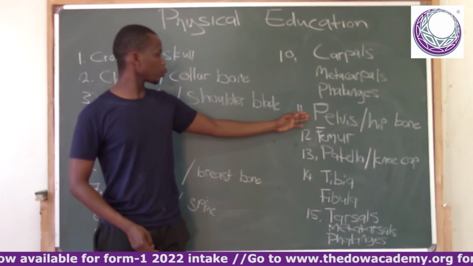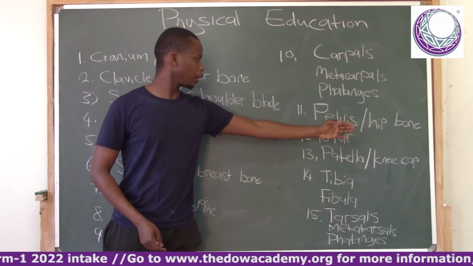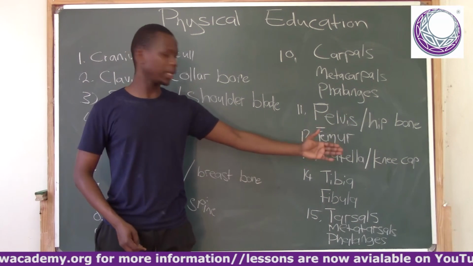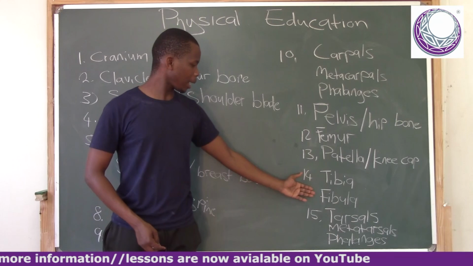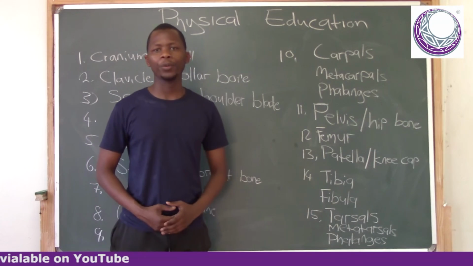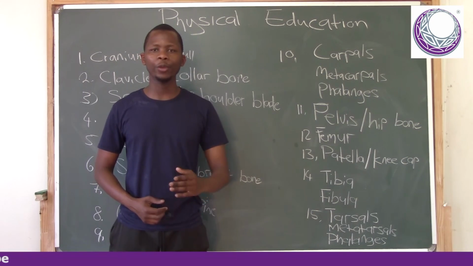We also went on to mention the pelvis or the hip bone. We also mentioned the femur, the patella, which is also the kneecap, tibia, fibula, tarsals, metatarsals, and phalanges. Hope we have better understanding of the human bones.